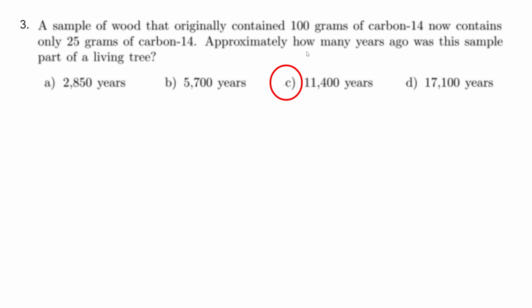now contains only 25 grams of carbon 14. Approximately how many years ago was this sample part of a living tree? So the correct answer is C, 11,400 years. And here's how I did it.